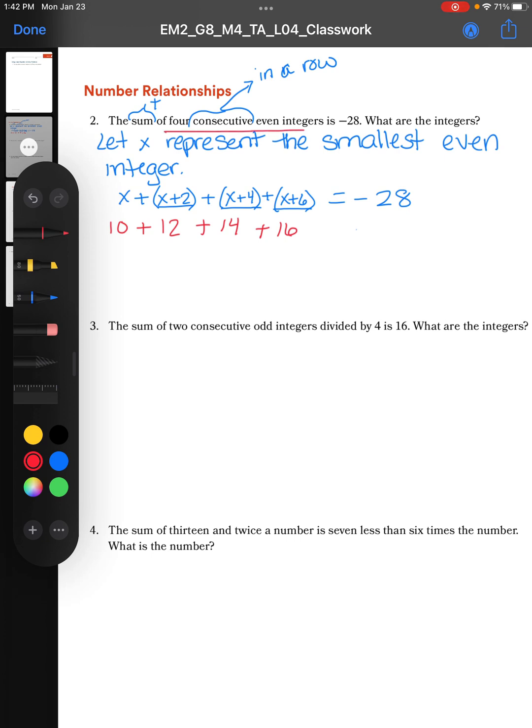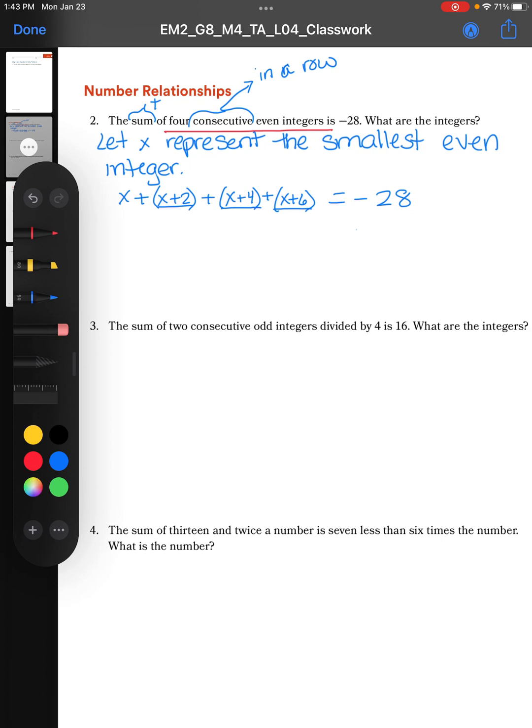Are these 4 consecutive even integers? 10, 12, 14, 16? Yes, they are. And I could have picked any even integer to start with just to double check and see if my equation makes sense. I could have said x is 2. Well, 2 plus 2, 4. 2 plus 4, 6. 2 plus 6, 8. 2, 4, 6, 8. Again, I have 4 consecutive even integers. So my equation works. Now I can focus on solving.